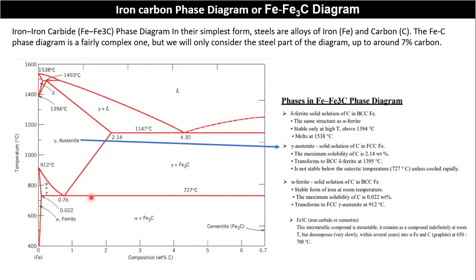So here, if you do not maintain the 727 degrees centigrade, what happened? Again, the FCC structure goes back to the BCC structure of iron. So during solidification, maintain the initial temperature 1394 degrees centigrade, and the second temperature 727 degrees centigrade, unless cooled rapidly. So if you are not maintaining this temperature, what happened? Rapid cooling is possible, but here rapid cooling is not required.